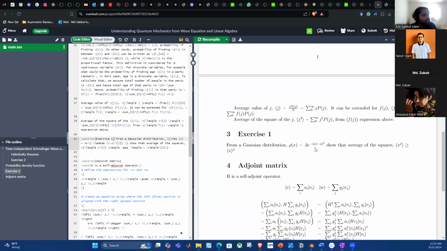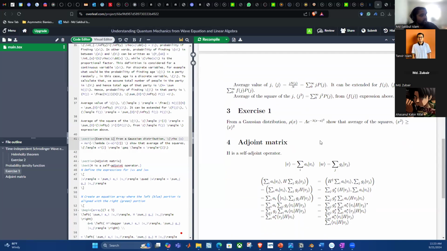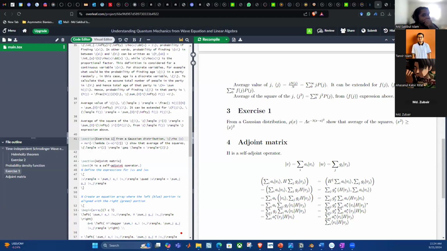You can see my screen, right? Exercise 1. You can see my screen. Hello. Oh yeah, actually, no, you cannot. Let me try one more time. Stop sharing screen. Okay, your screen sharing. It says you can see my screen.